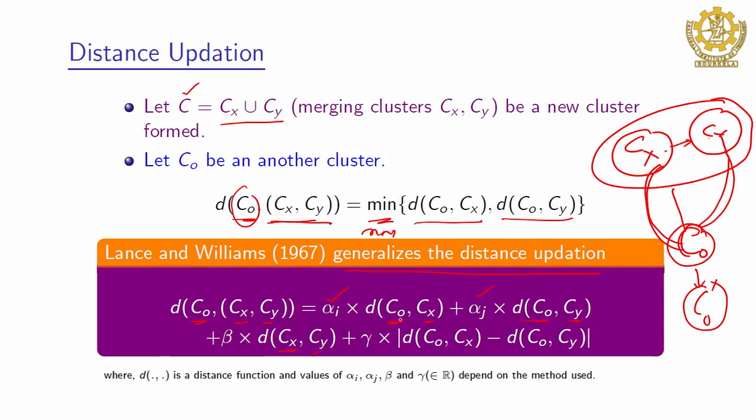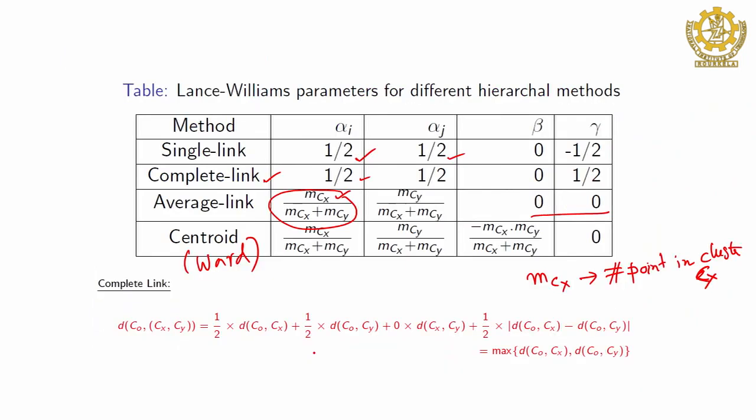So, alpha I into distance from C0 to Cx, and then distance from C0 to Cy, and distance from Cx to Cy, and then finally, the difference from C0 to Cx and C0 to Cy. So, this is not very difficult to remember. Okay. So, you have to remember it, there is no logic how it comes. But it is really effective. But this value obviously will be provided, if anything is asked, then this will be provided. So, this is the case.